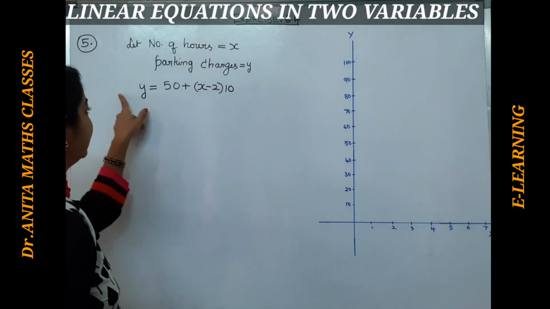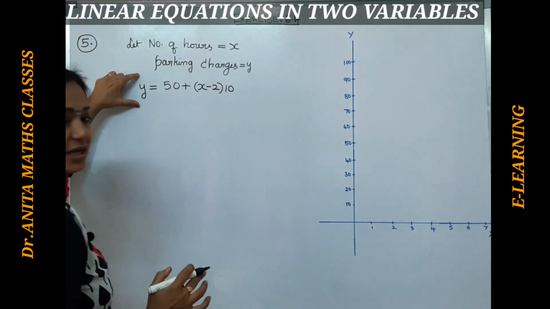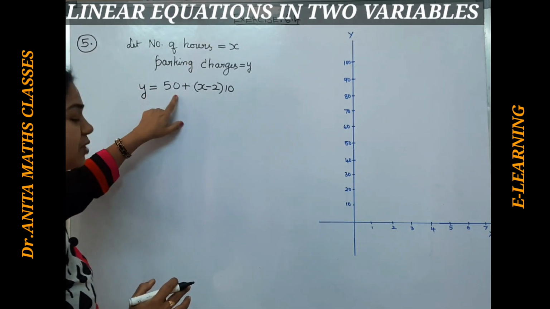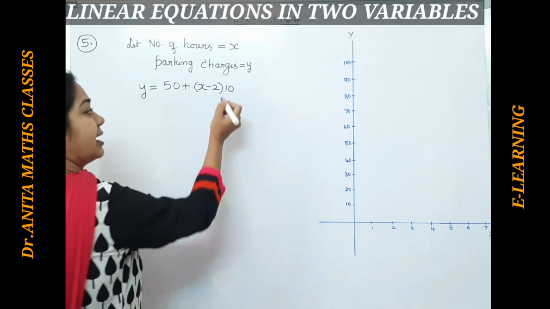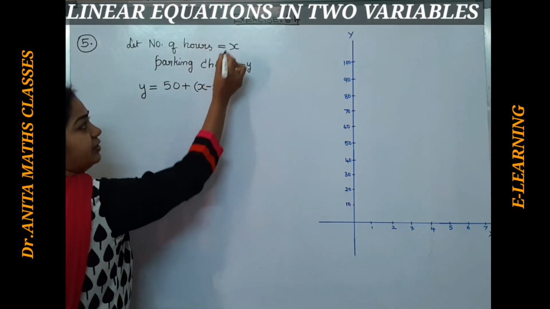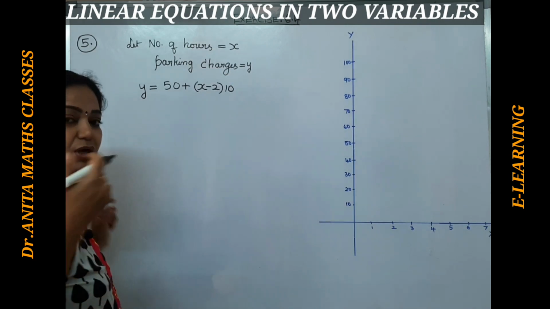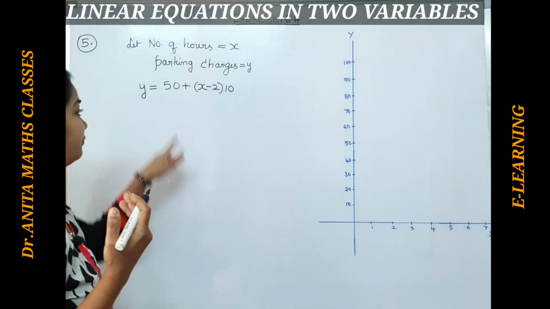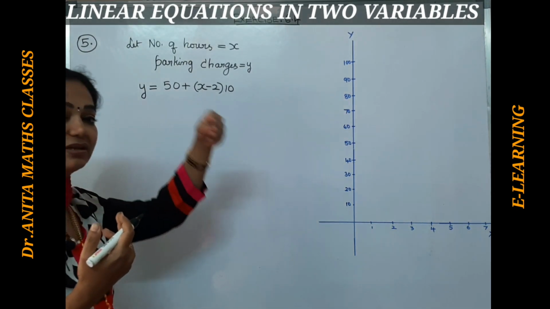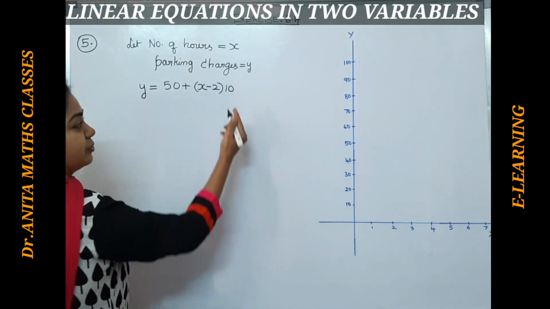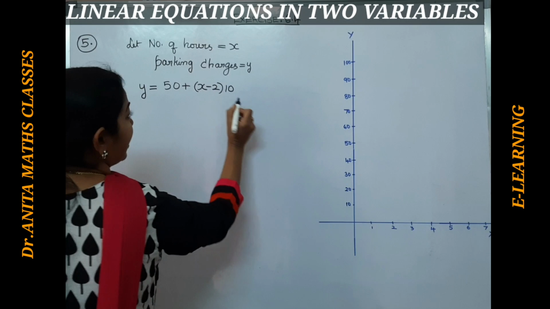So the total charges, that is y, is equal to first 2 hours 50, and for every subsequent hour, 10 rupees. For the subsequent hours, I am taking the total hours as x, and removing 2 because those 2 hours we have already included. So from the third hour we calculate 10 rupees, so into 10. This total becomes the complete parking charges.